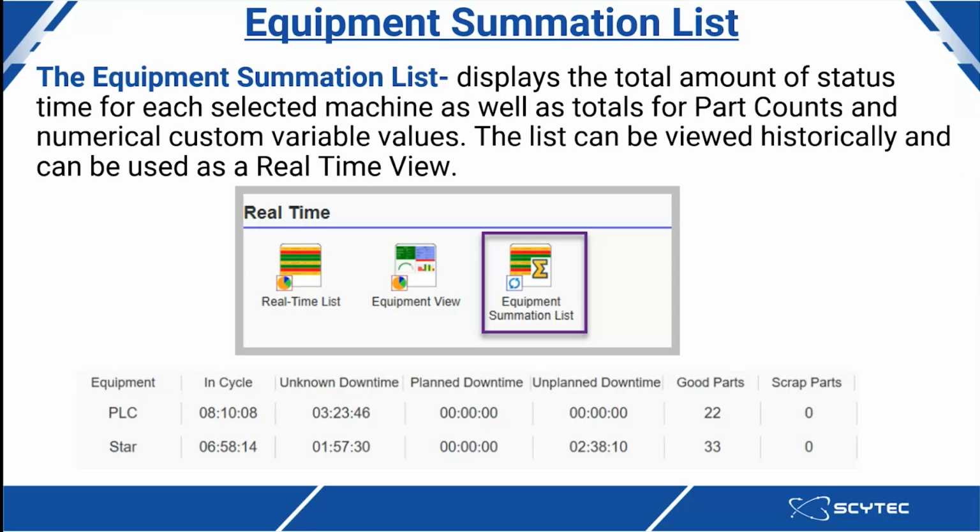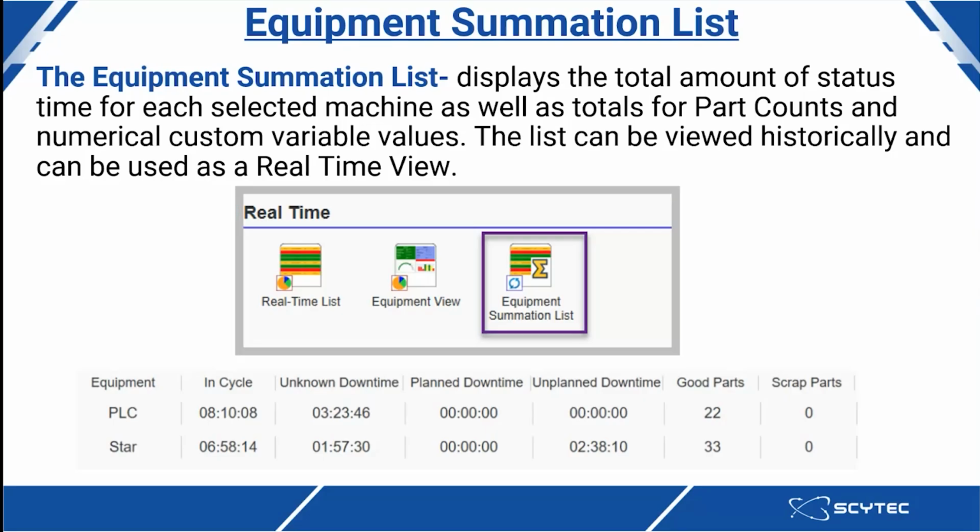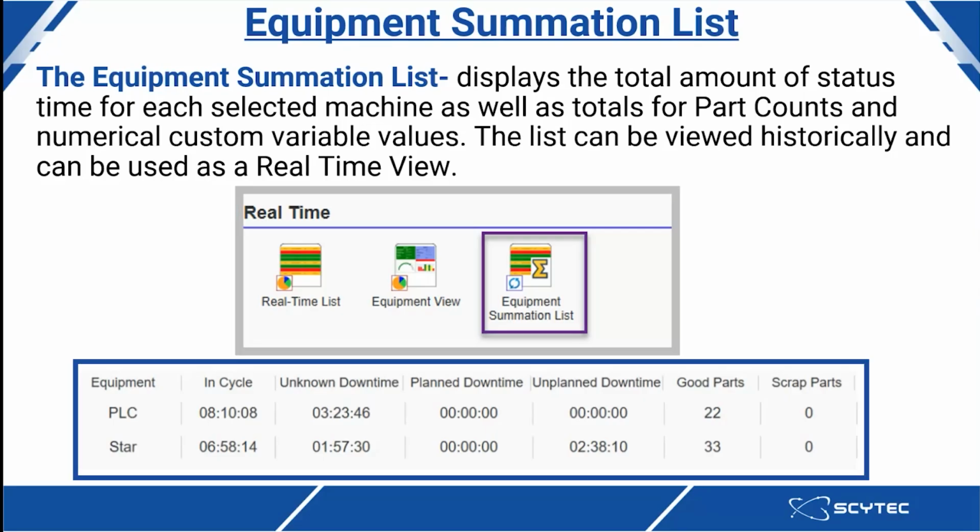One of the other additions from this end of March, beginning of April Data Exchange release is a new real-time view with the equipment summation list. The equipment summation list displays the total amount of status time for each selected machine, as well as totals for part counts and numerical custom variable values. The list can be viewed historically and can also be used as a real-time view. If you see the image there in the center, this equipment summation list can be found with the other real-time views that we have, including the real-time list and the equipment view. Below that image, you can see a screenshot of what this equipment summation list looks like and what it also reports on.